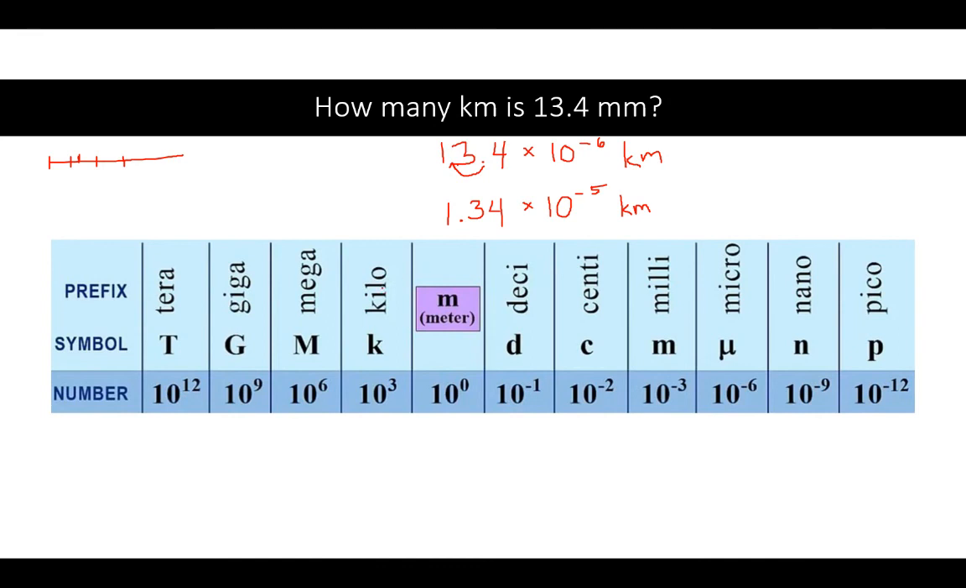Another way to do this is to use dimensional analysis, and so we could just say 13.4 kilometers. Oops, I'm sorry, millimeters. And we can create some sort of fraction. So what's the relationship between millimeters and kilometers? Well, in every 1 kilometer, there are 10 to the 6th millimeters. And so our millimeters would cancel out and you would get the same answer.